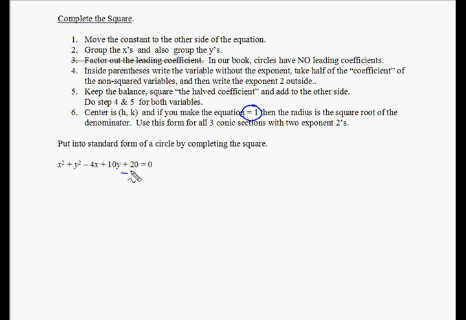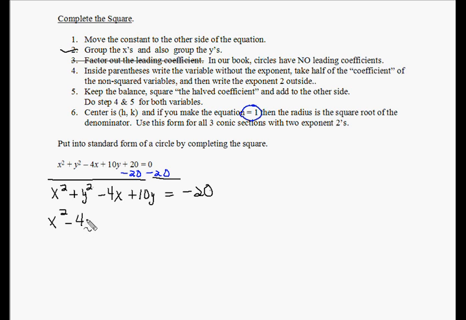So our constant number is 20. We need to move that to the other side. So we have x squared plus y squared minus 4x plus 10y is equal to negative 20. Our next step is to group our x's and our y's, so we need to write those side by side. x squared minus 4x and also y squared plus 10y is equal to negative 20.